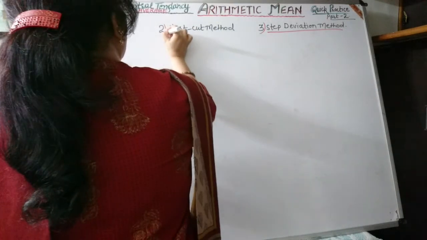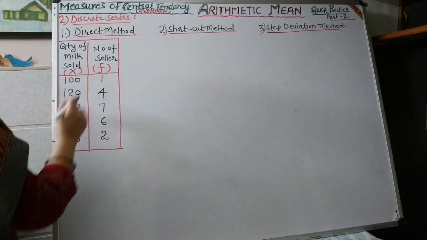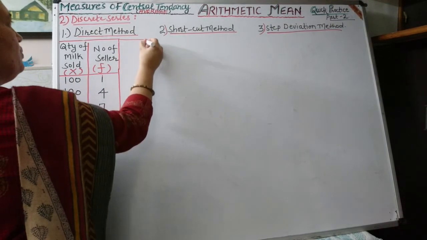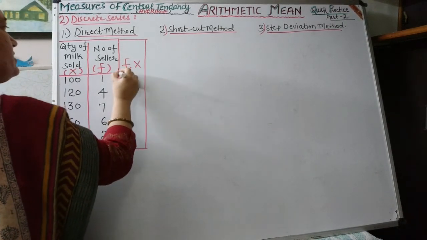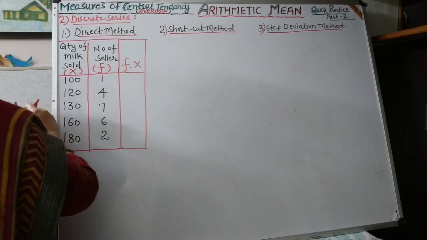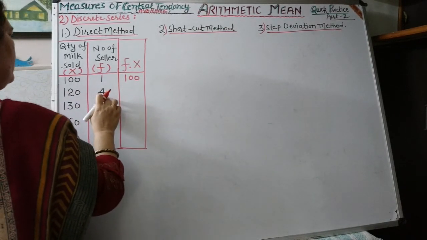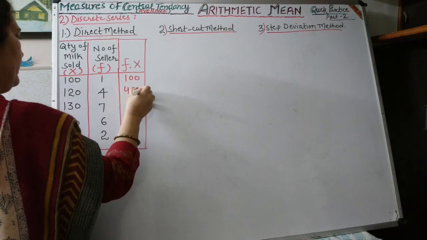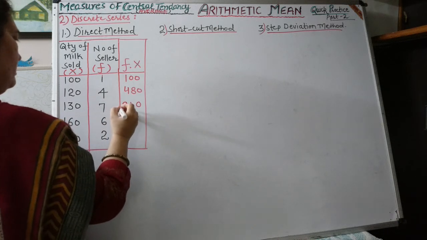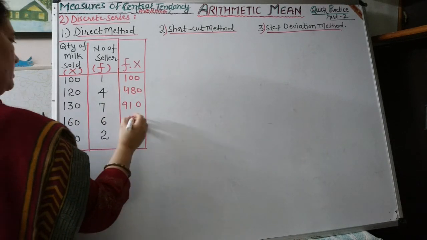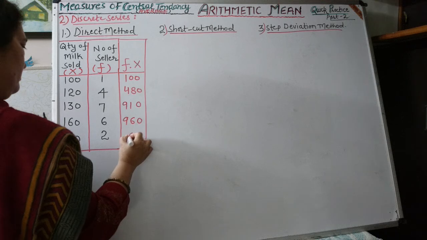In the first video we have already calculated arithmetic mean in individual series. So for the calculation of direct method, I am preparing one more column for the calculation of fx, f multiplied by x. The values are 100 multiplied by 1, which is 100, 120 multiplied by 4, 480, 130 multiplied by 7, 910, then 160 multiplied by 6, 960, and the last one is 320.